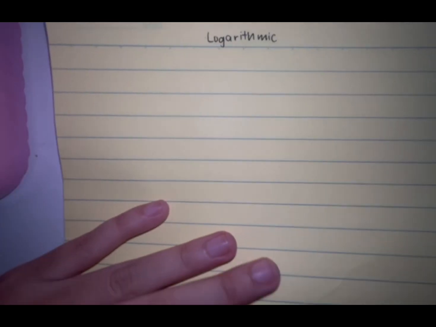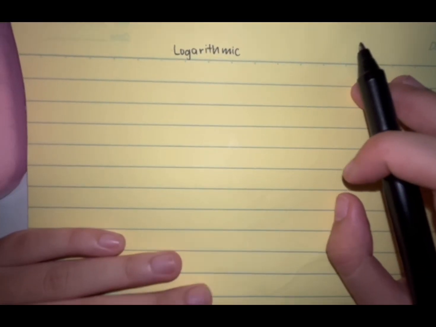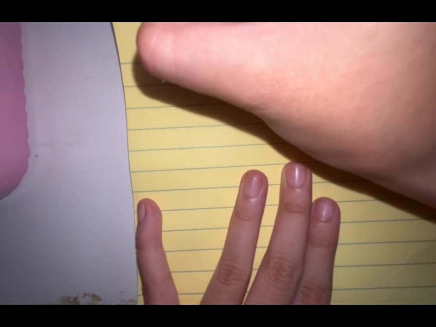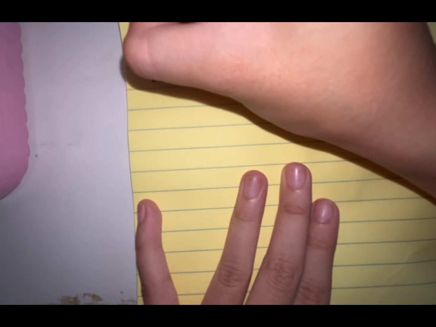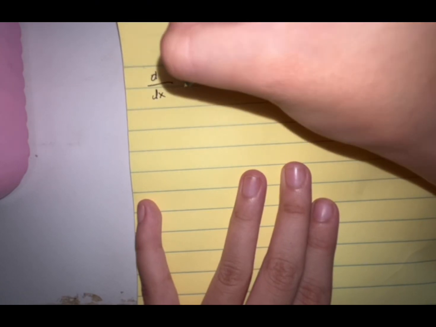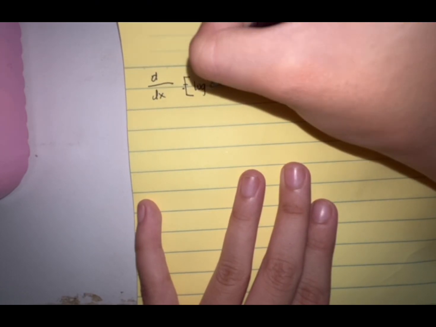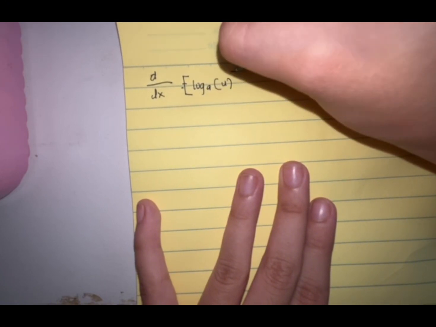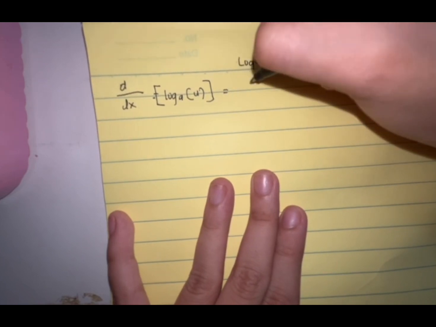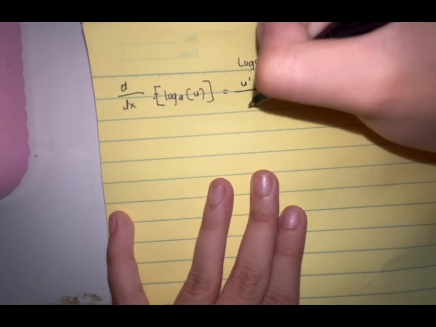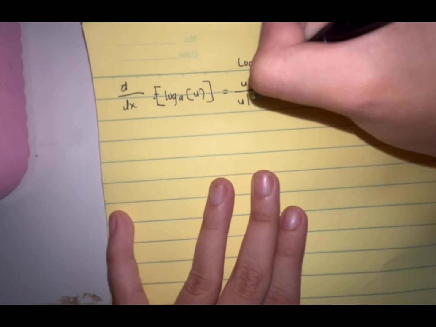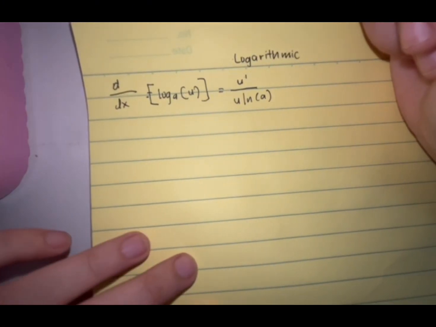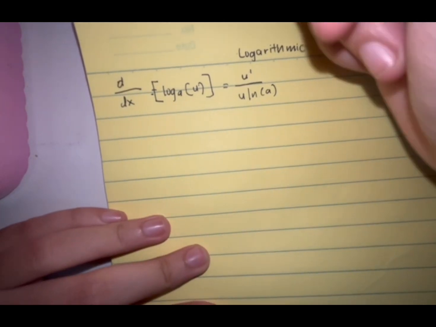So hi, ngayon naman tuturo ko kung paano mag-solve ng derivative using logarithmic. So ito yung formula ng logarithmic. d over dx of log base a of u is equals to u prime over u ln of a. So yan yung formula. So here yung example.